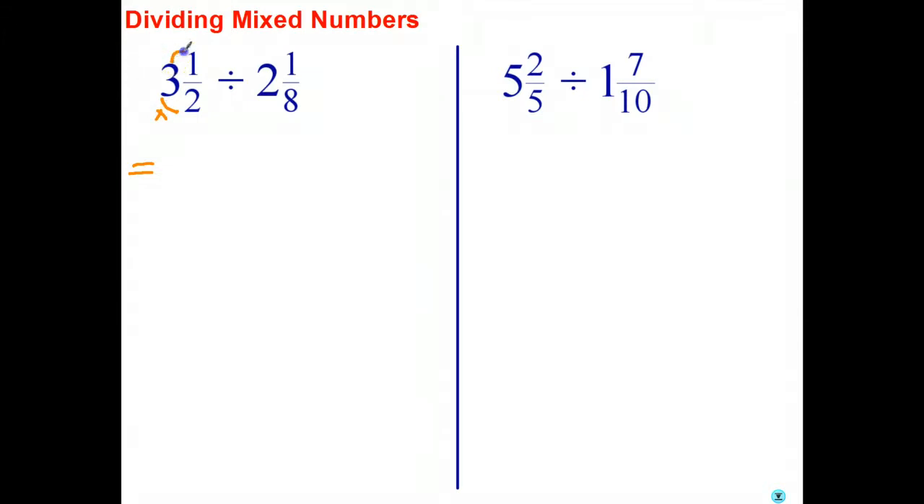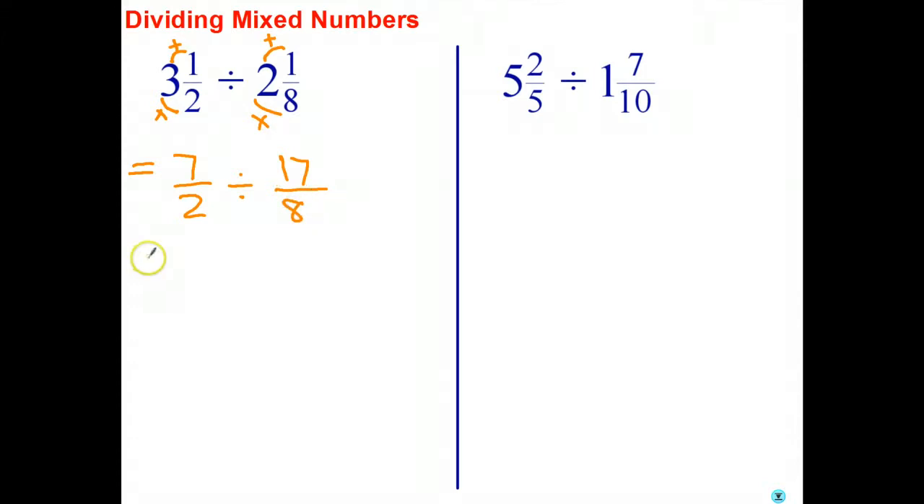Multiply 3 times 2 and add 1. That gives me 7 over 2. Divide. 8 times 2 is 16, plus 1 is 17 over 8.